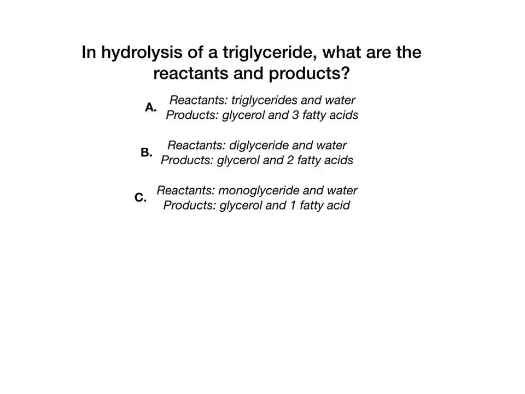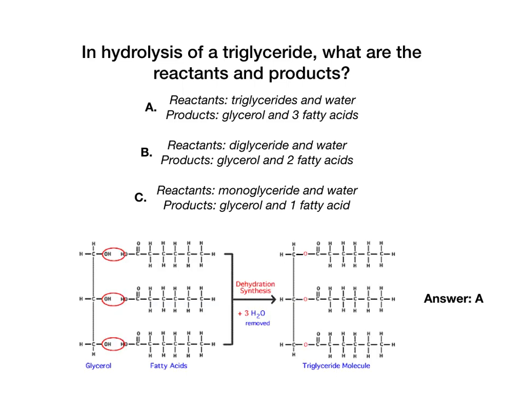So to help you figure out this question, break down the word triglyceride. Tri means 3. So that may help you right there. And then glyceride obviously is a product of the glycerol. So use that information to try to figure out your answer. So the answer is A. The reactants are the triglycerides and the water, which breaks down into the glycerol and 3 fatty acids. And there's an example of what that reaction would look like written out.